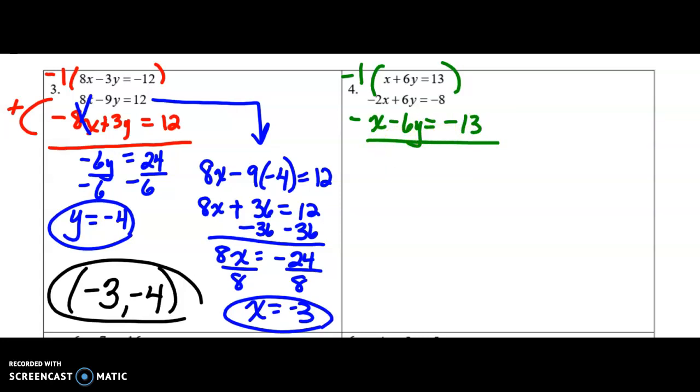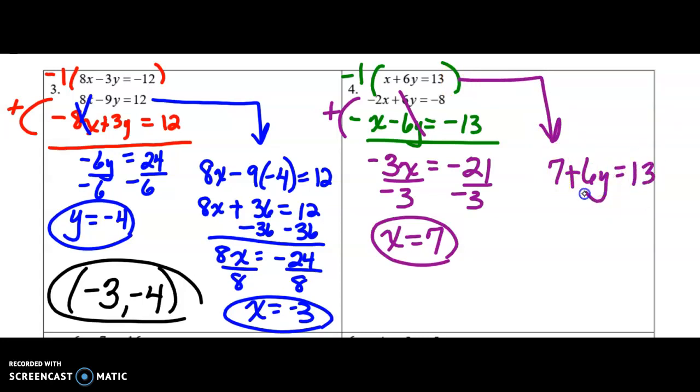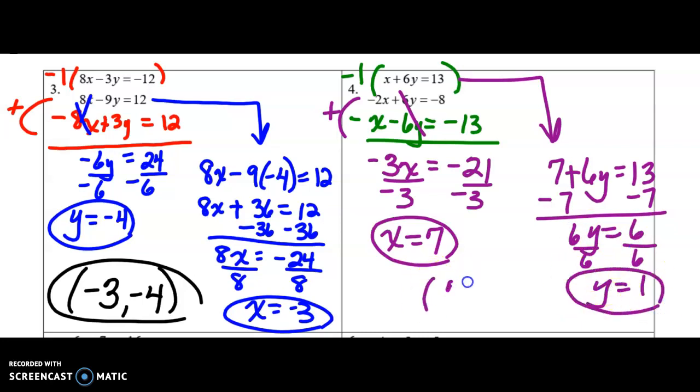Now I'm going to add these two equations together, and the x's become -3x's when I combine them. And this is -21. The y's dropped out, which is awesome. And then I get my answer of 7. Plug it in to whatever's easiest. I think this first one would be the easiest. And I'm going to just solve this equation pretty easily by a little subtraction, and I get y is equal to 1. So the solution would be 7, 1.